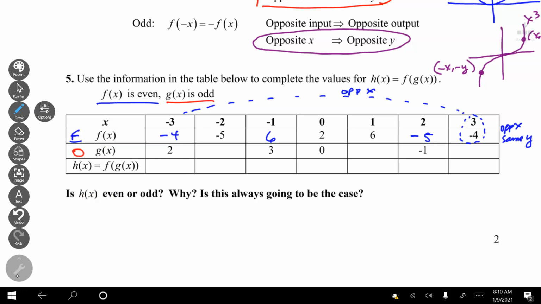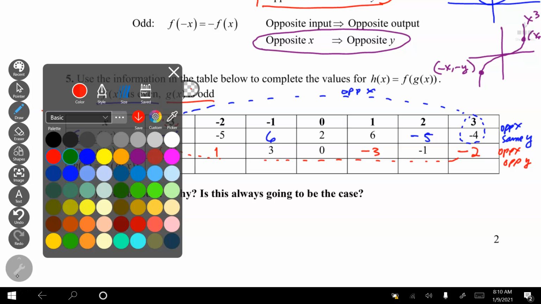For the odd function, right here at x equals negative 3, I have y equals 2. So when I go across the table to x equals positive 3, that's opposite x, I have to have the opposite y value, I have to have negative 2. This is a negative 1, so over here has to be a positive 1. This is a positive 3, this has to be a negative 3. So you see over here I have opposite x's, opposite y's in the second row of the table.